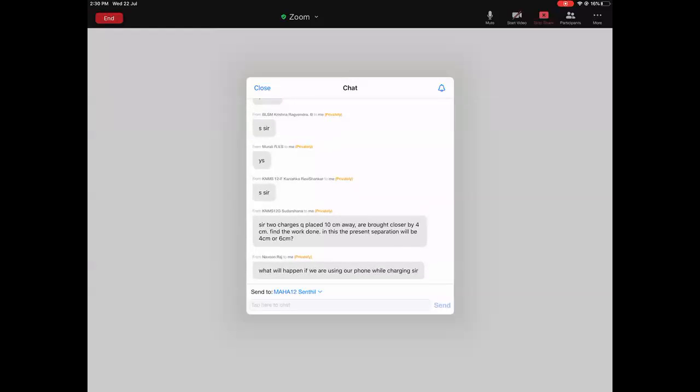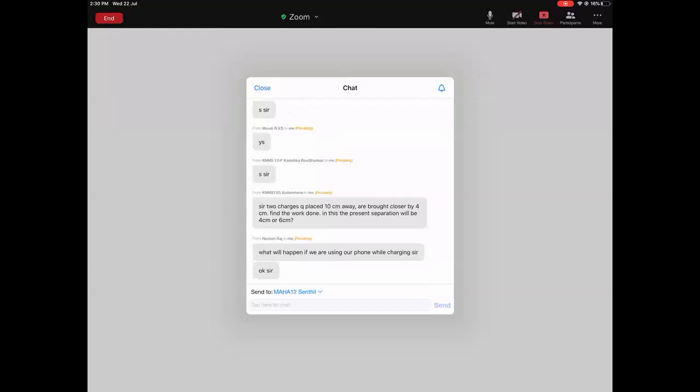What will happen if we are using our phone while charging? Yeah, the phone may get heated up and the battery may burst. If the battery has harmful chemicals, because the phone is already drawing more, the potential difference across the battery is more than what it should be, there is a possibility that it bursts. Explosion.